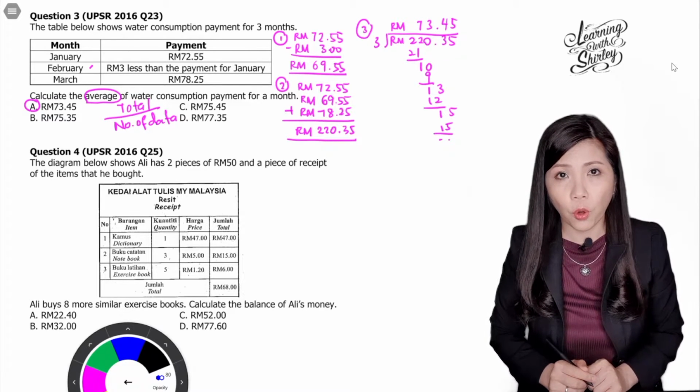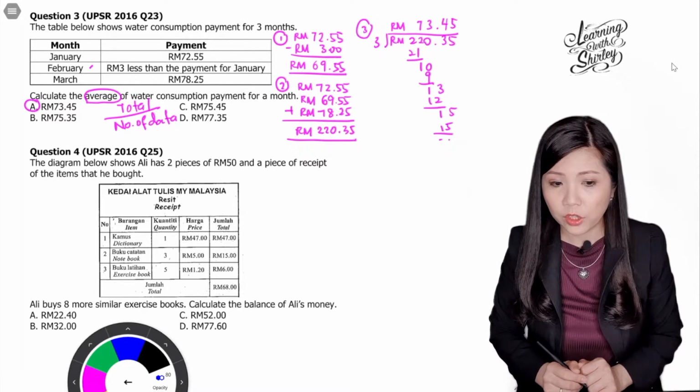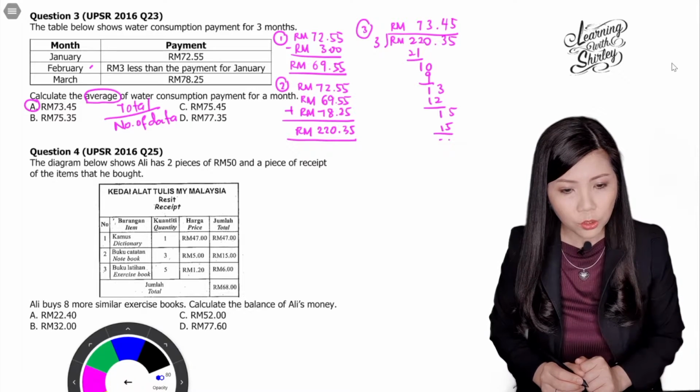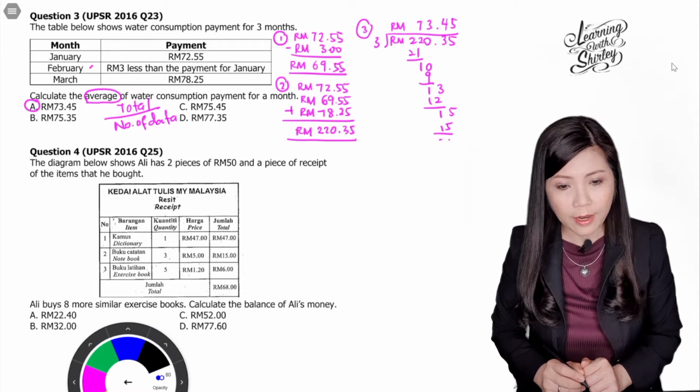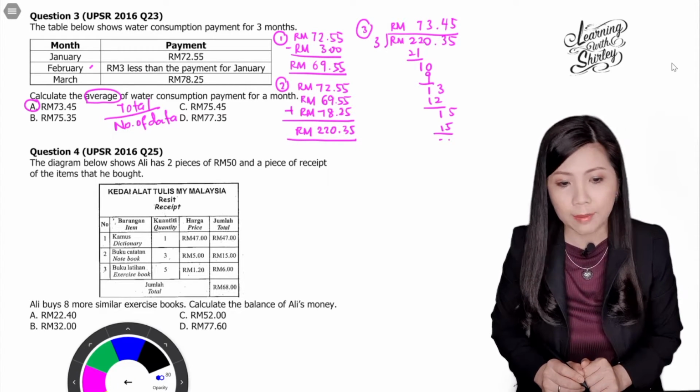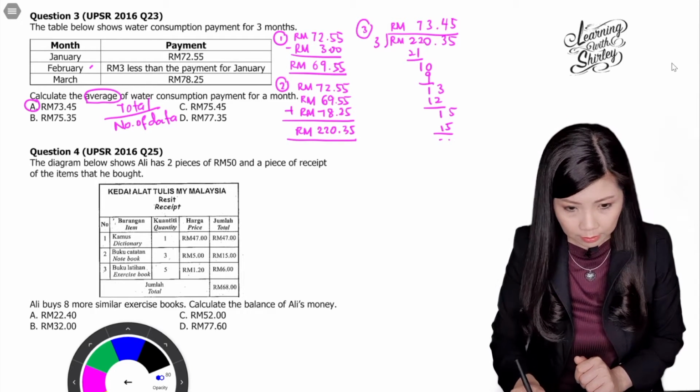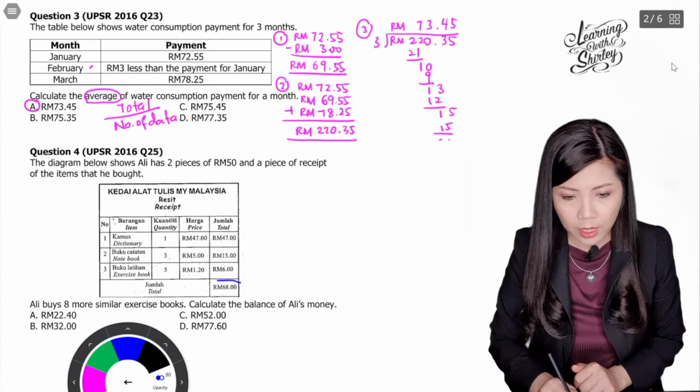Let's move on to question number 4. This is in year 2016, question number 25. The diagram below shows Ali has 2 pieces of 50 ringgit and a piece of receipt of the items that he bought. So the total here is 68 ringgit.